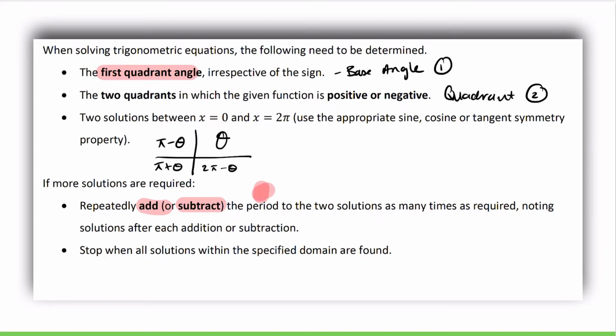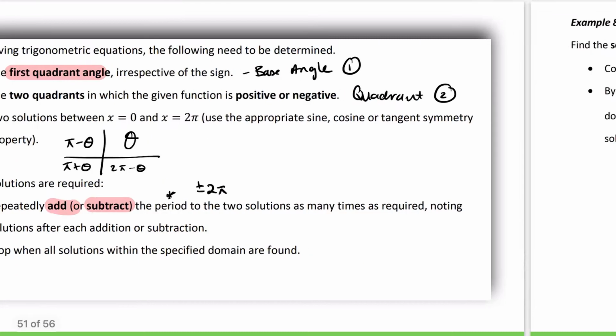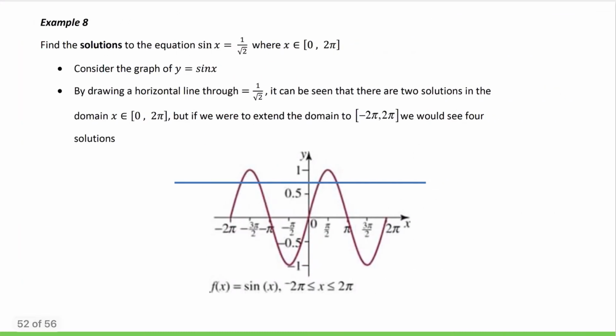There's going to be a little bit of a point before we do this. If you haven't translated or transformed the period yet, what you do is you just add and subtract 2 pi. But if you've already divided, then you will use the period. But I'll show you exactly what I mean when we actually do an example. Stop when all solutions within a specified domain are found. So I know that sounds confusing. Let's go ahead and actually try out the questions.